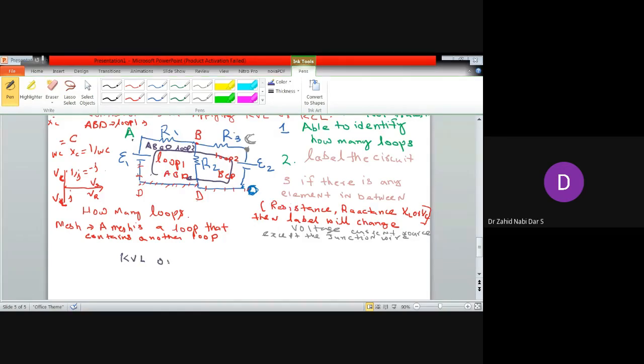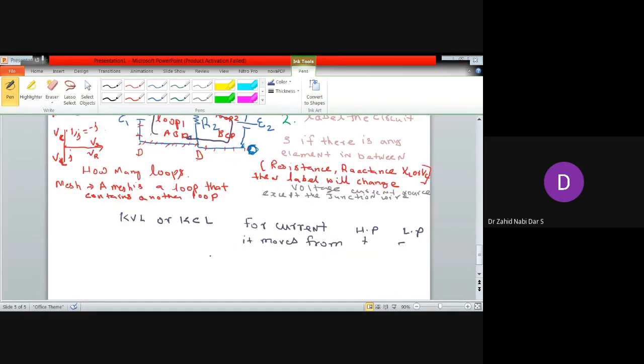KVL or KCL. Now see, for current to operate, it moves from higher potential to lower. Current will always flow from positive to negative, because positive is the high point and negative is the low point. What is the reason for this? The reason for this is current takes the path of least resistance.